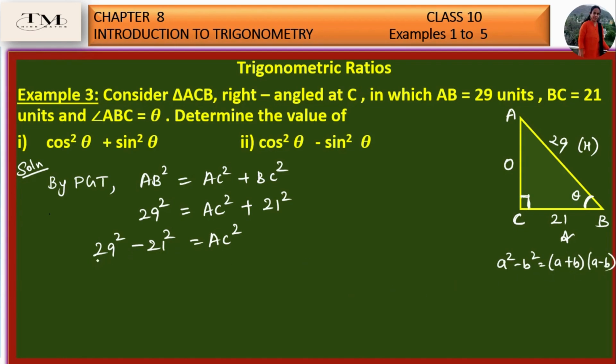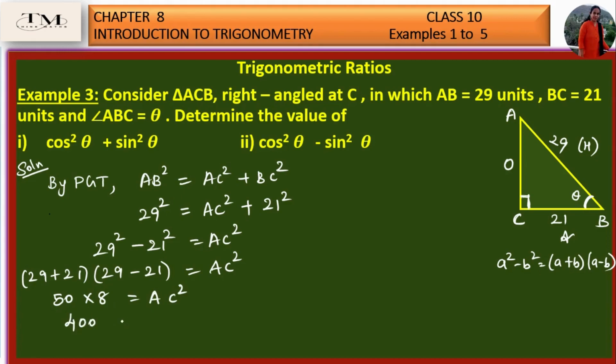Now we are going to use this formula. So this is A square minus B square. So A is 29 and B is 21. So A plus B, 29 plus 21, into 29 minus 21 equal to AC square. So what is 29 plus 21? It is 50. 29 plus 21 is 50. 29 minus 21 is 8. So 50 into 8 equal to AC square. 50 into 8 is 400. So 400 equal to AC square.